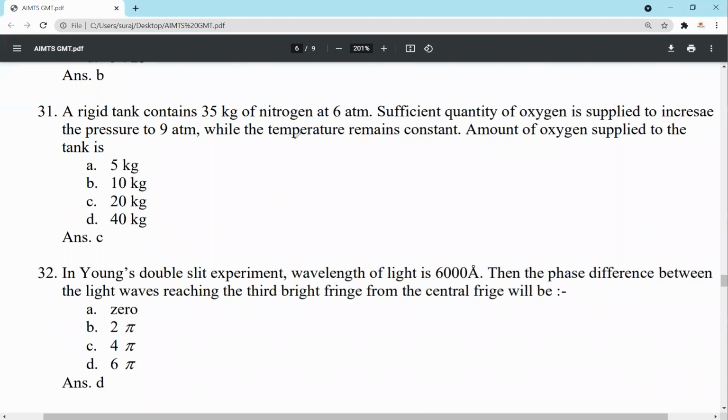A rigid tank contains 35 grams of nitrogen at 6 atm. Sufficient quantity of oxygen is supplied to increase the pressure to 9 atm. Final pressure is given 9 atm. While the temperature remains constant, the amount of oxygen supplied to the tank is? P total equals partial pressure due to first gas plus partial pressure due to second gas. We should use this formula.